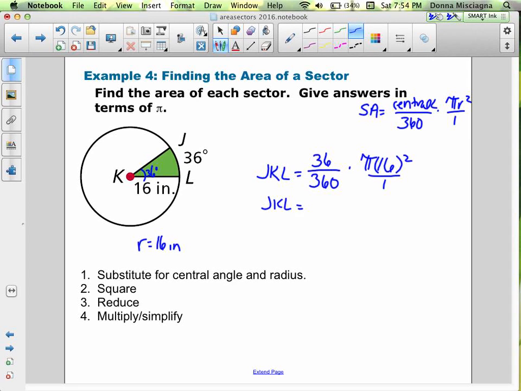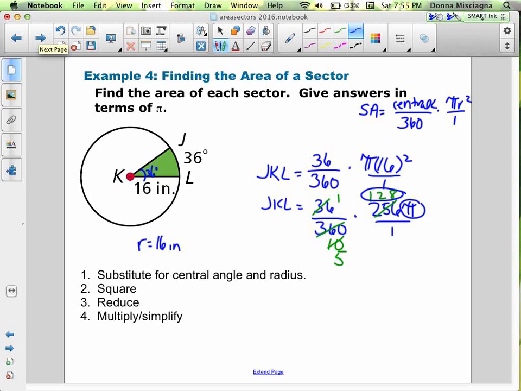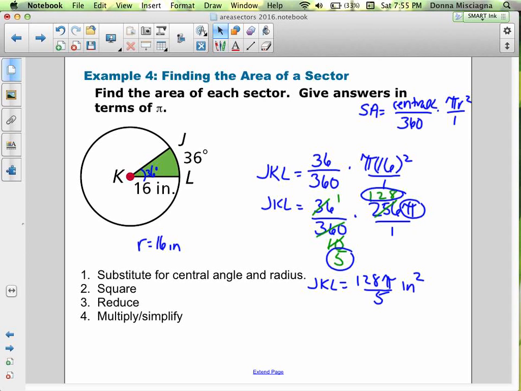So JKL is equal to 36 over 360 times 16 times 16 is 256. And I hope right away you see a really easy reducing. 36 and 360. 36 divided by 36 is 1. 360 divided by 36 is 10. We could reduce one more time because 256 is even and 10 is even. So look for things like even numbers. They're always divisible by 2. 256 divided by 2 is 128. 10 divided by 2 is 5. And now we're done. Right? So we've got the 128 and the 5. So the area of sector JKL is 128 pi over 5 inches squared. And there we go.